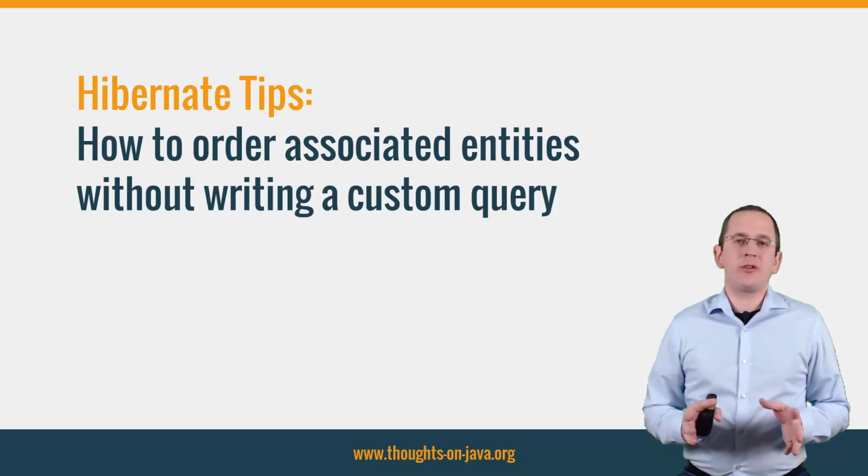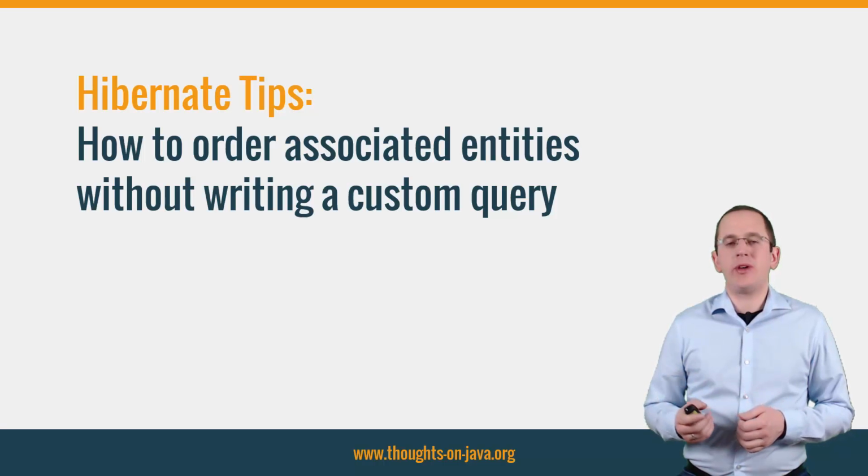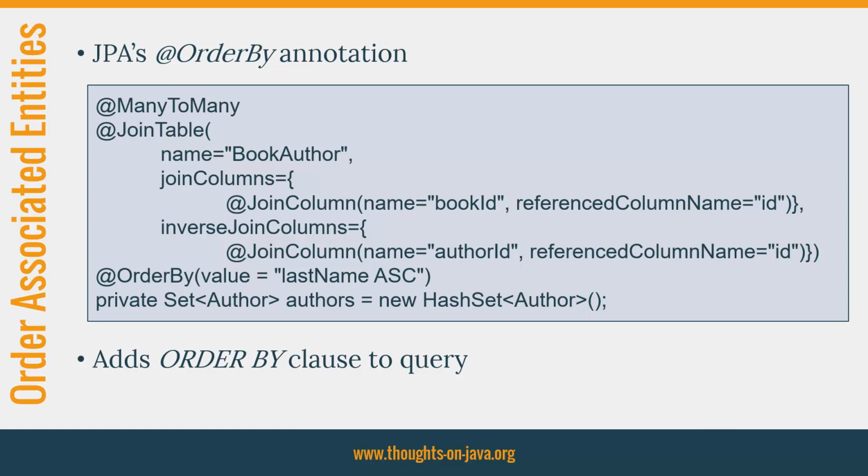This time I will show you how to order the elements of an association without writing a custom query. JPA's OrderBy annotation allows you to define an order by clause which will be added to all queries which fetch the associated entities. Similar to an order by clause in JPQL queries, you just need to provide one or more entity properties and their ordering as the value attribute of the annotation. The code snippet here on the slide will return the author entities in an ascending order of their last name.